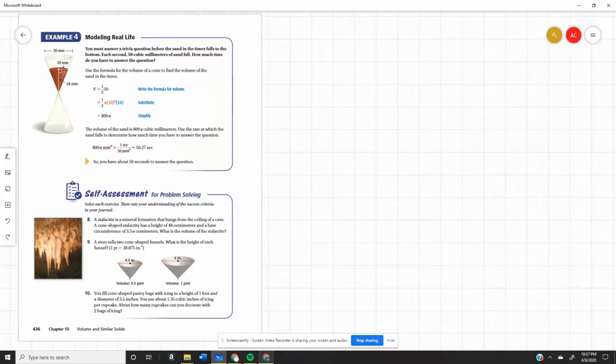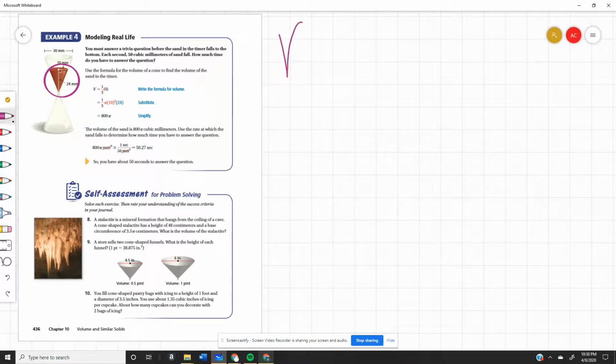It says you must answer a trivia question before the sand in the timer falls to the bottom. Each second, 50 cubic milliliters of sand fall. How much time do you have to answer the question? So we're going to use the formula for the volume of a cone to find the volume of the sand in the timer. So we want to know how much sand is in this timer. And we can see we're not looking at the whole cone here. We're just looking at this little piece of the cone right here.